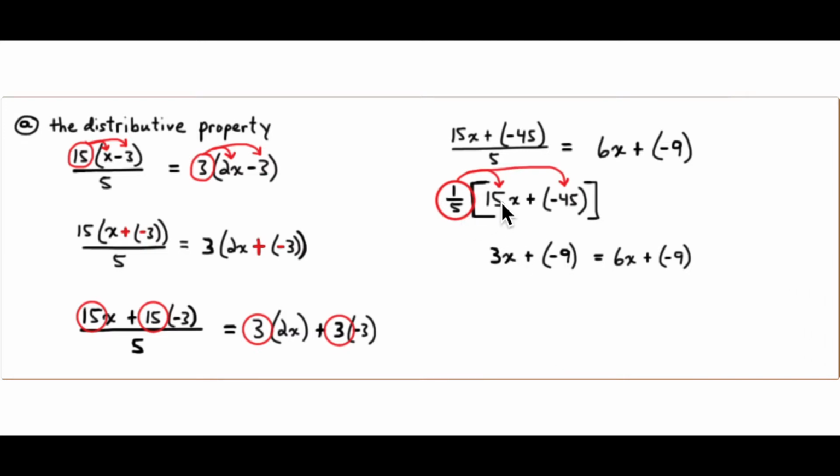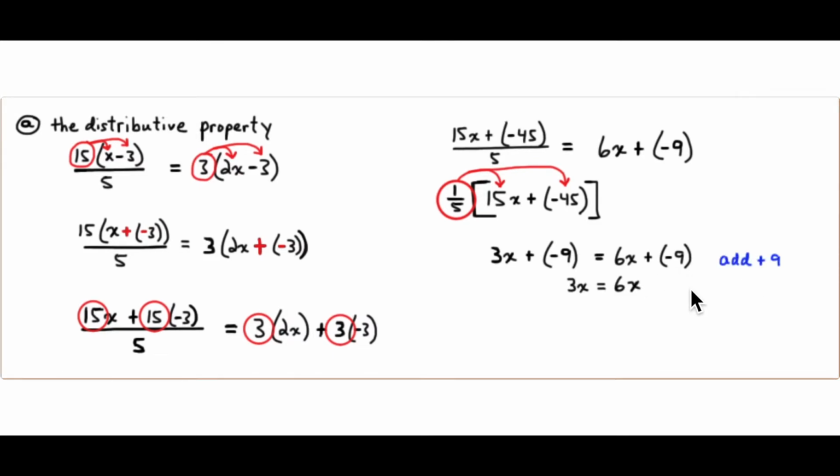So 1/5 of 15 is 3. So that means I have 3 x's now. And 1/5 of 45. If I want 1/5 of the 15 x's, I also want 1/5 of this negative 45. So now that's going to be one group. It's one of the 5 equal groups. So 1/5 of negative 45 is negative 9. That equals 6x plus negative 9.